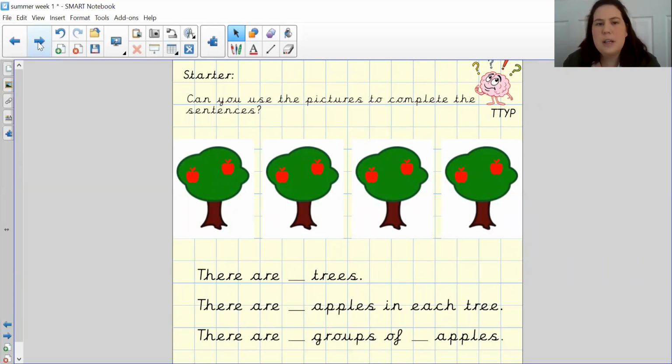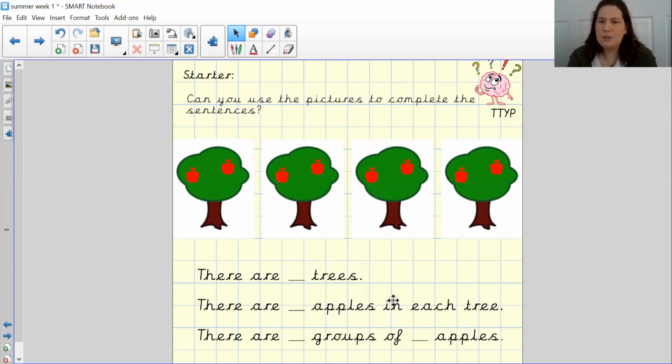So can you use the pictures to complete the sentences below? So I would like you to have a think about there are something trees. There are something apples in each tree. There are something groups of something apples. So let's do it together. So first of all, before we begin, there are something trees.